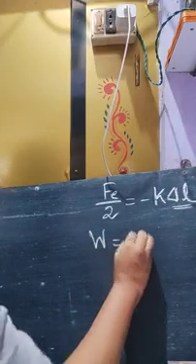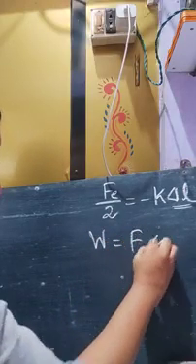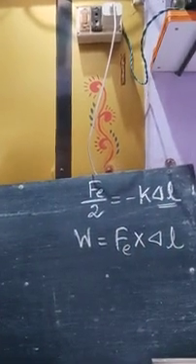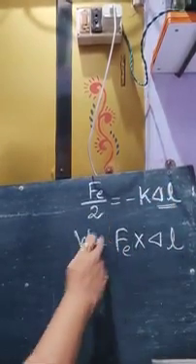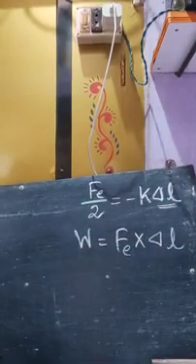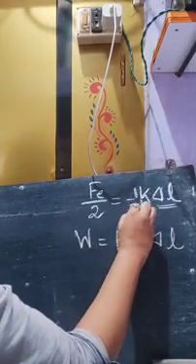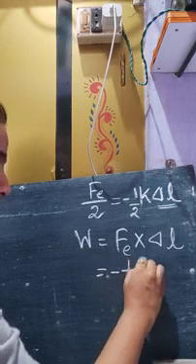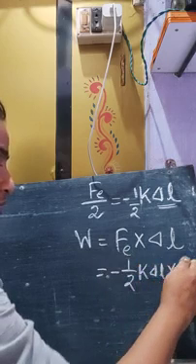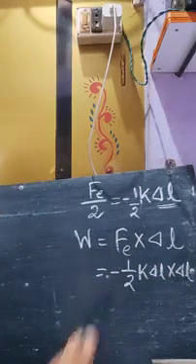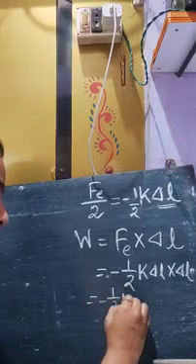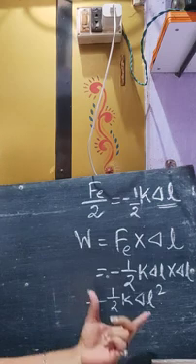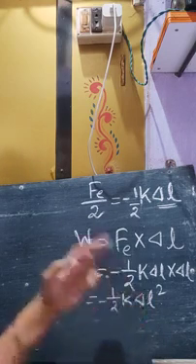So work done is nothing but force into del L, right? So you can replace the value of this Fe, sorry, it becomes 1 by 2 here. Okay. So if you put the value, it becomes half K of del L into del L, right? So it becomes half K of del L square. Okay. So this is the amount of work done by the force F.